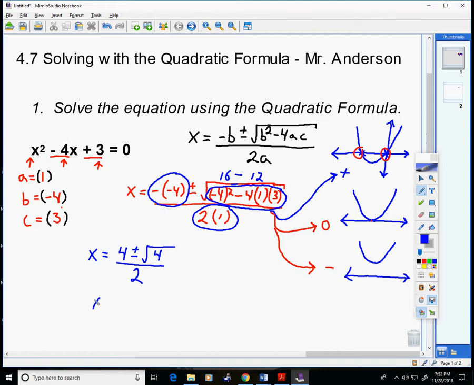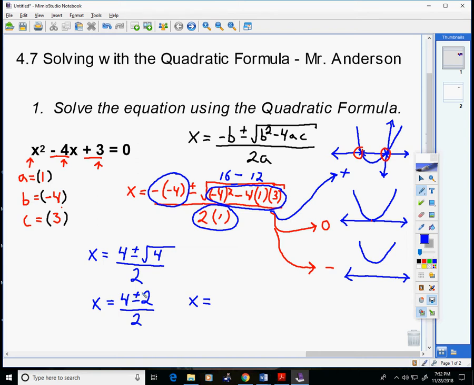So my next simplification, x equals 4 plus or minus the square root of 4 is 2, of course, over 2. Now, last step here, I'm going to break it apart into two different answers. This plus minus is what creates these two different answers. I could have 4 plus 2 divided by 2, or I could have 4 minus 2 divided by 2. So I take both those routes.